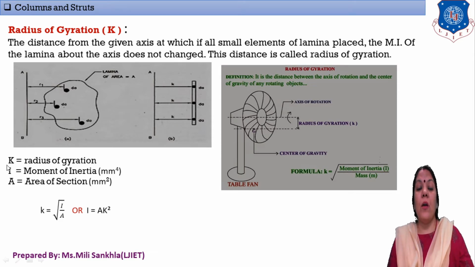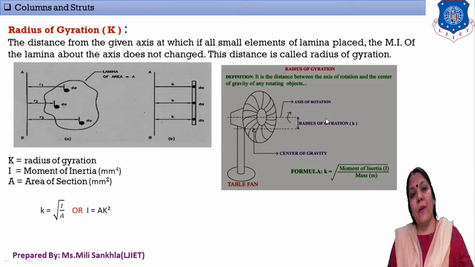Now K is equal to radius of gyration, I is equal to moment of inertia, A is equal to area. What is the equation of radius of gyration? K is equal to under root I by A. If I make I the subject, then we remove the under root, and I is equal to A K square. This is the equation of radius of gyration, K equals under root I by A, and the unit of this K is meters.